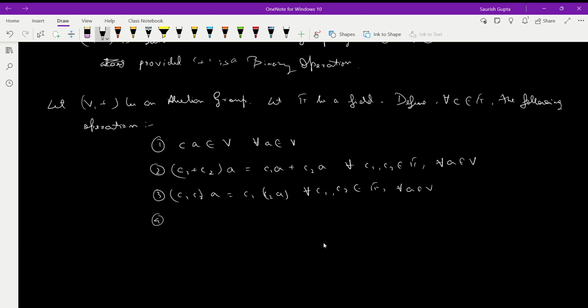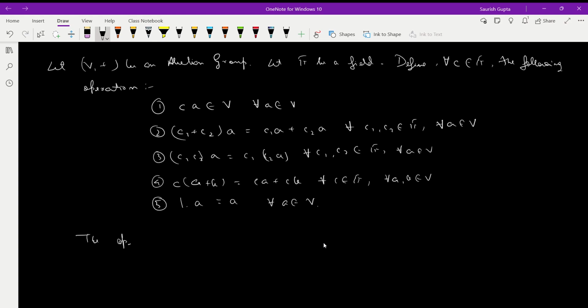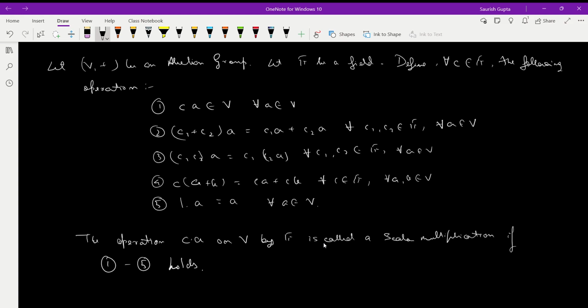The next property, number four: C multiplied with any sum of elements from V, say A plus B, distributes as CA plus CB, for all C in F and for all A, B in V. And the final property is that 1 multiplied with any element A from V is equal to A, for all A in V. So the operation C dot A, to be precise, where dot is the symbol of the operation, on V by the field F is called a scalar multiplication if properties 1 to 5 hold. Clear?